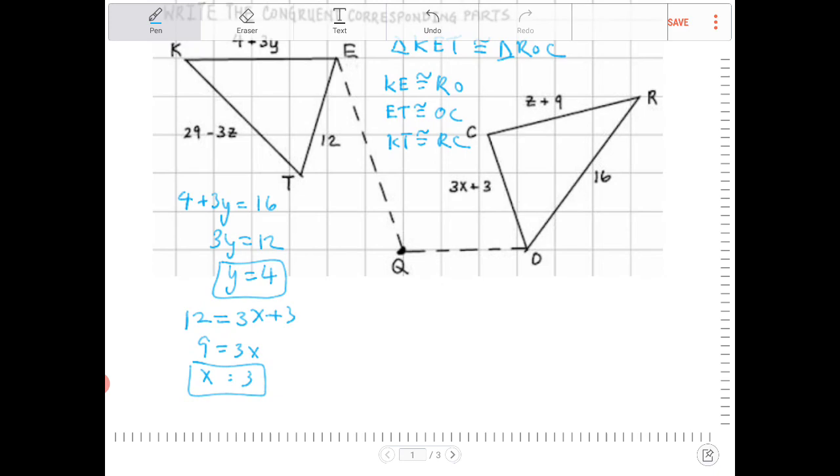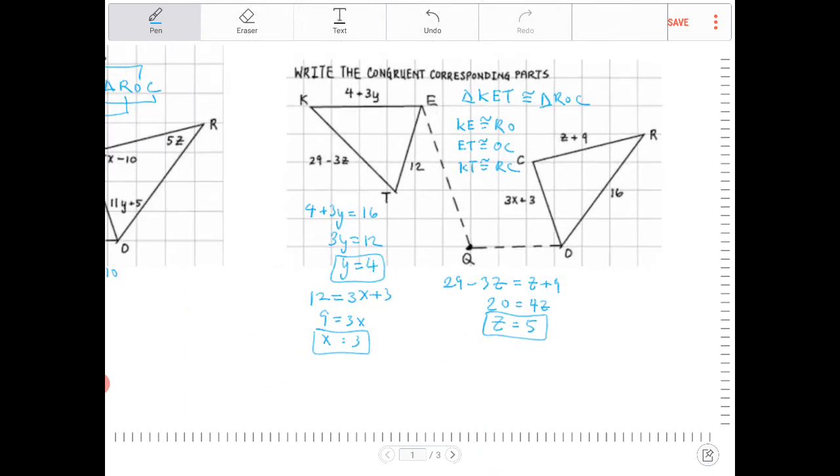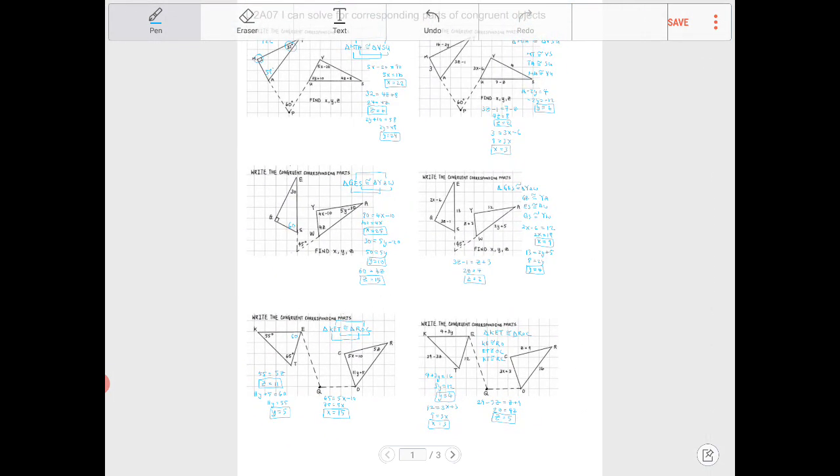And the last part, which is KT, 29 minus 3z. Whoops. 29 minus 3z is equal to RC, so z plus 9. Add 3z to both sides, I end up with 4z is equal to, subtract 9 from both sides, I end up with 20. So divide by 4, z will equal 5. Moving on.